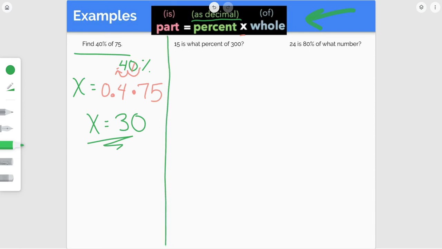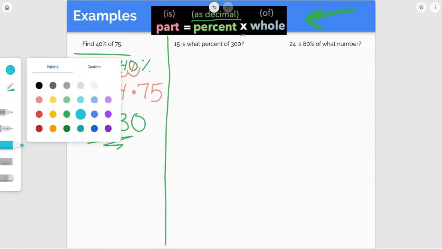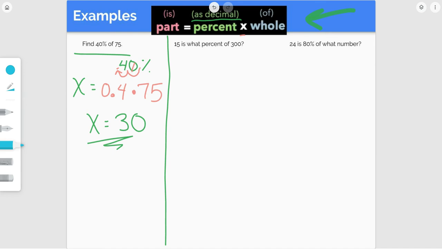Moving on to the next one. Changing my color to blue for this. All right. 15 is what percent of 300? So the part, that keyword is, so there's my part right there. There's 15 is. What percent? So I don't know the percent. So that's going to be my x times the whole is after my word of, 300. So 15 is just part of 300. We're going to figure out what percent of it is it.